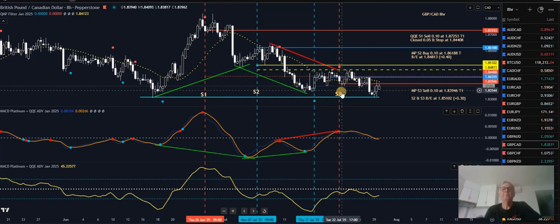In the meantime, sequence 3 is a sell, hidden bearish divergence. MP, don't worry about the QQE. So I'm taking that sell trade. So that's there. So that's the only thing I'm looking at.